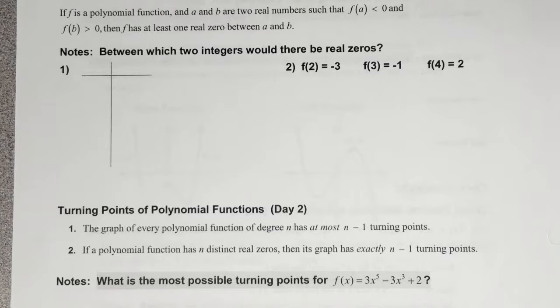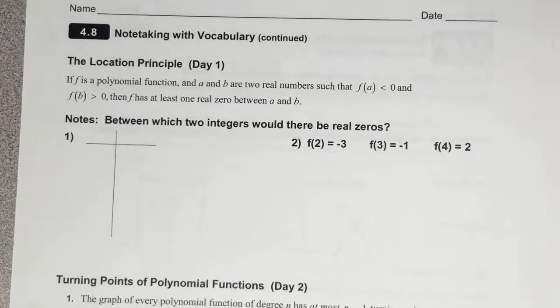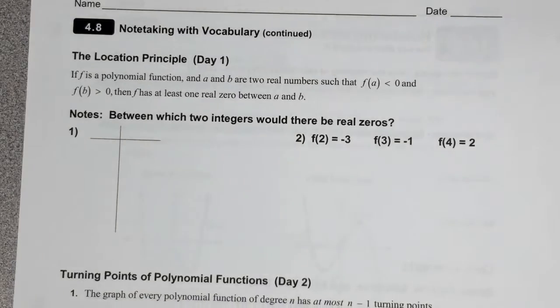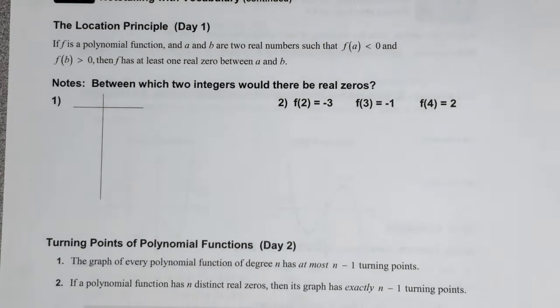Okay, so this is on page 114. We're doing the location principle. So this says if a function is a polynomial function and a and b are two real numbers such that f of a is less than 0 and f of b is greater than 0, then f has at least one real zero between a and b.